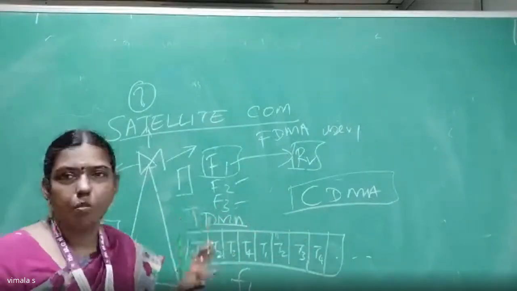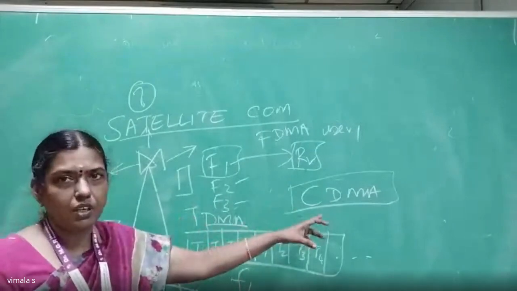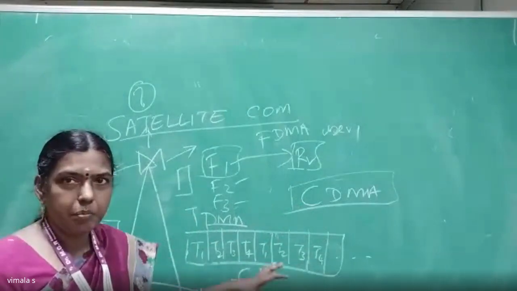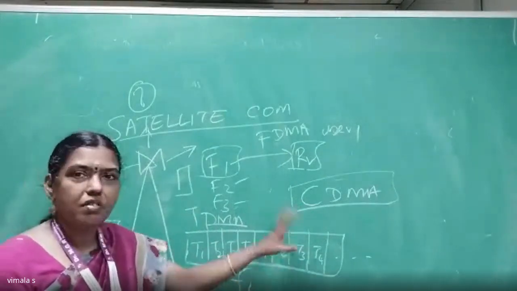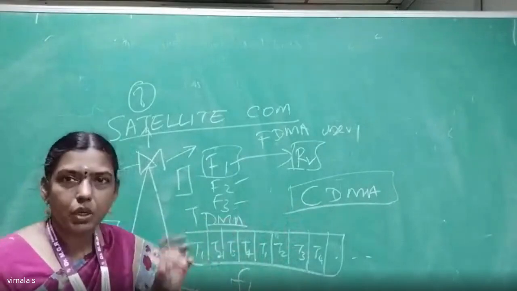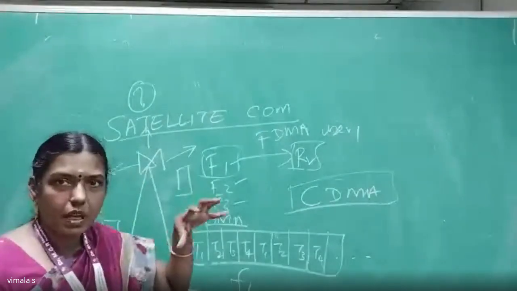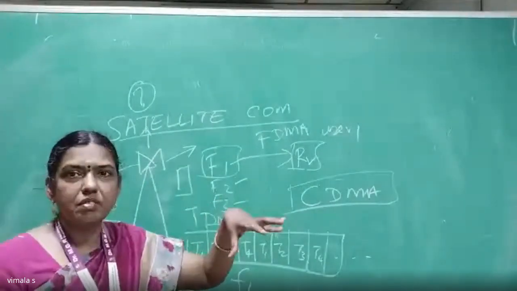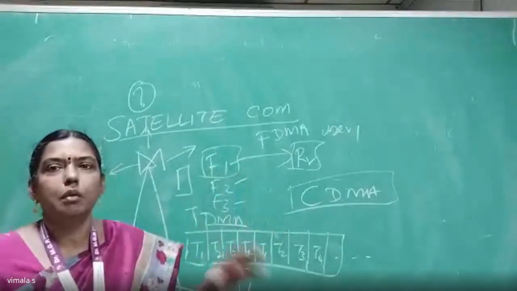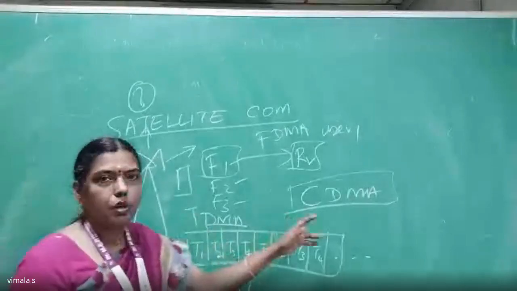A unique code is assigned in the case of CDMA. Like in TDMA you set a time period, in the same way in CDMA we give a unique code to the particular user. So when the transmitter transmits the signal where the users are, your signal strength will be higher, and in other places we can suppress it. This is the main idea of CDMA.